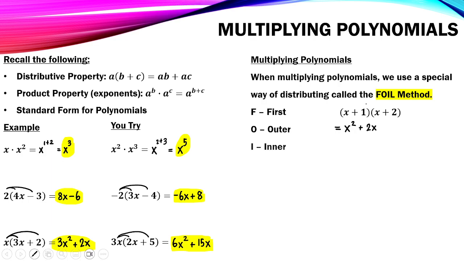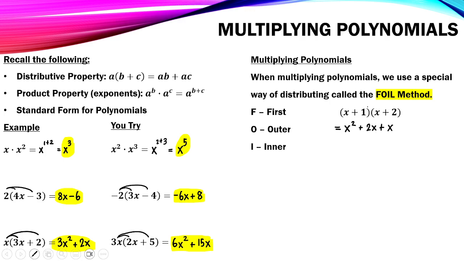What's next? That's going to be I, which stands for the inner. So now, again, looking at this whole thing, what's on the inside of these two binomials? The inside part is going to be the positive 1 here and the x here, right? Those are the insides of these two polynomials. So if I multiply these together, 1 times x, this just gives me x.